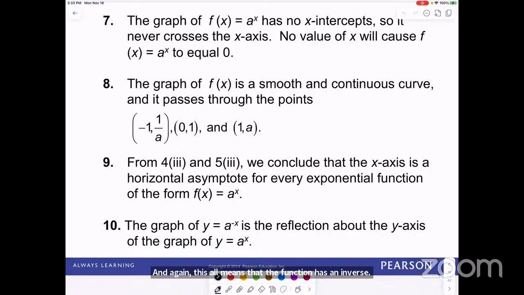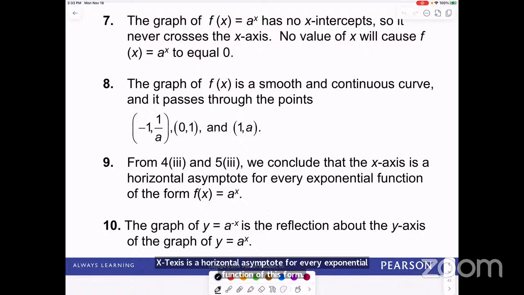The graph of an exponential function has no x-intercept, so it never crosses the x-axis. There's no value of x that will cause the exponential function to equal 0, okay? And then the graph of the exponential function is a smooth and continuous curve and passes through these three key points, namely when x is -1, 0, and 1, right? It passes through those points. And then from 4.3 and 5.3, we conclude that the x-axis is the horizontal asymptote for every exponential function of this form. All right, we said that a few times.